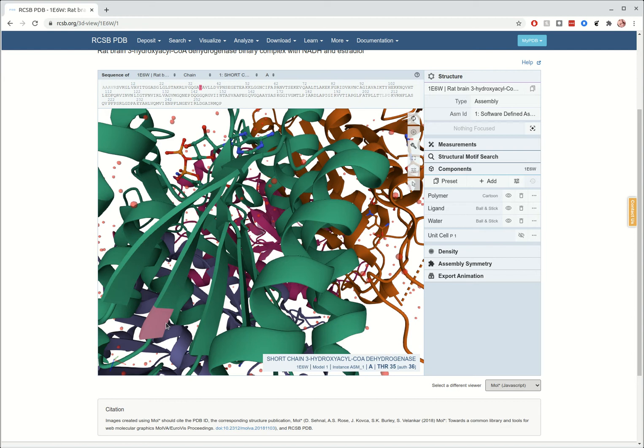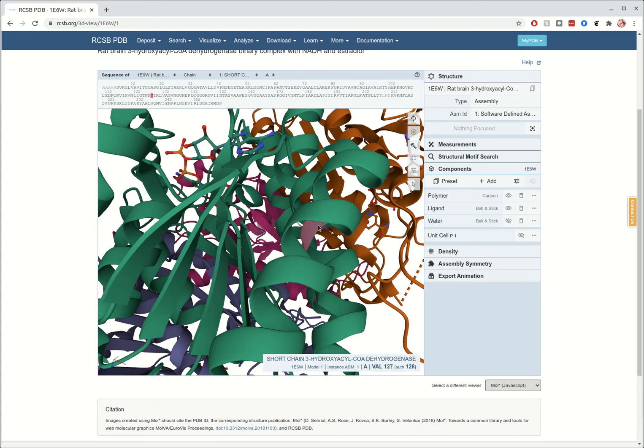Something that you might be wondering about, all these little dots floating anywhere. Those are oxygen atoms that are in the water molecules that were part of the crystal that this enzyme made when it was crystallized to figure out its structure. We can actually remove those by clicking on the eyeball next to water. And then we have ligand.